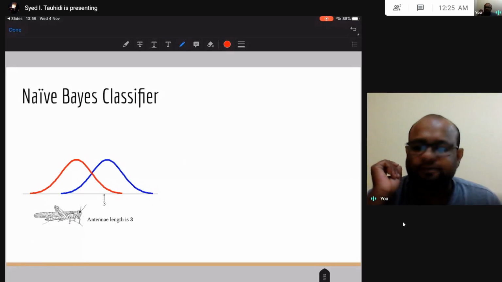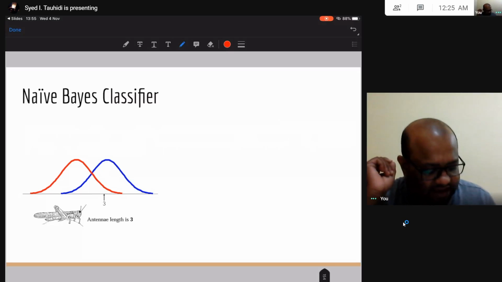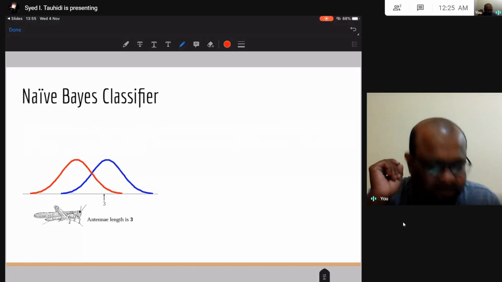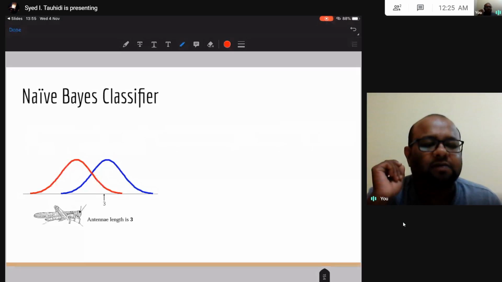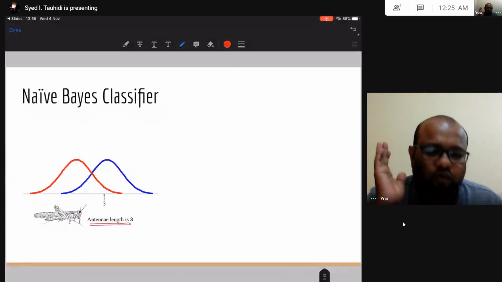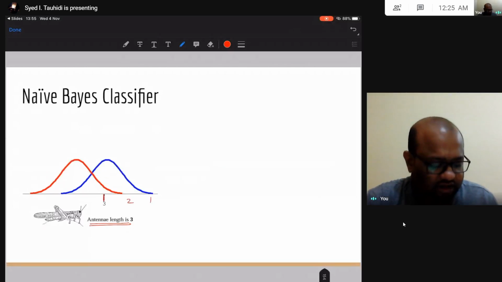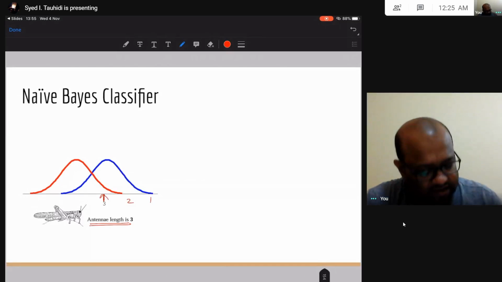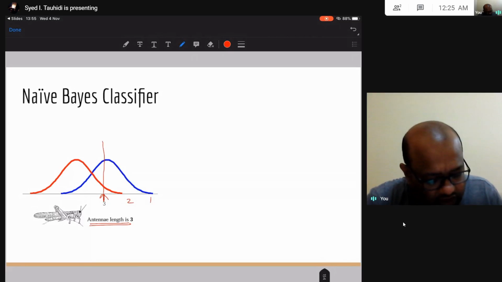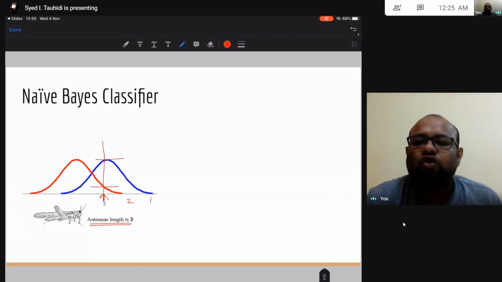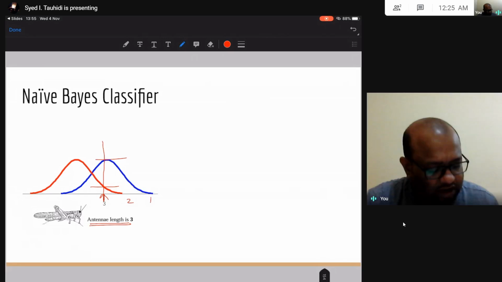Now I am given an insect with antenna length equal to 3. I am told that there is an insect with antenna length equal to 3, and I am asked what the insect is. What I am going to do is come up to 3. This is 1, this is 2, this is 3. I am going to draw a perpendicular line and see where the line intersects with my curve, my normal distribution.